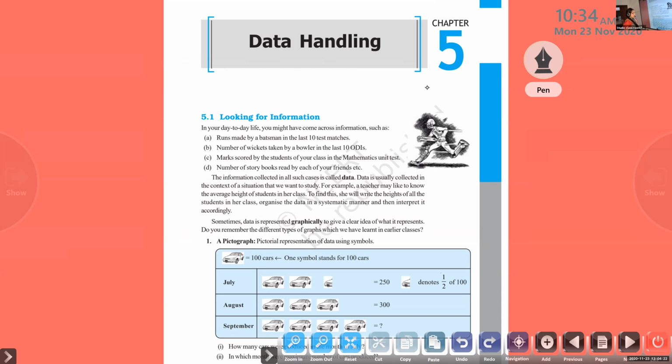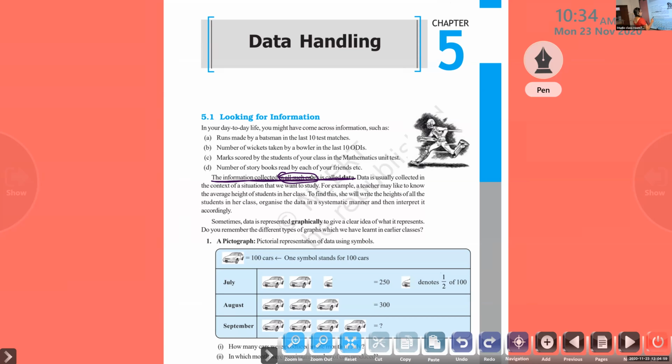Okay, so first of all, the information collected is called data. That you can write, it is a point. First is data. What is data? Information collected is called data.